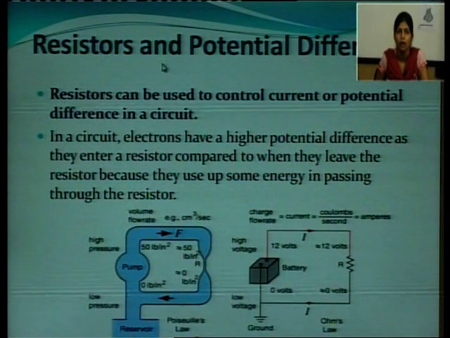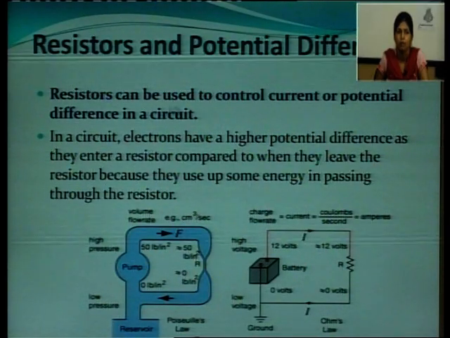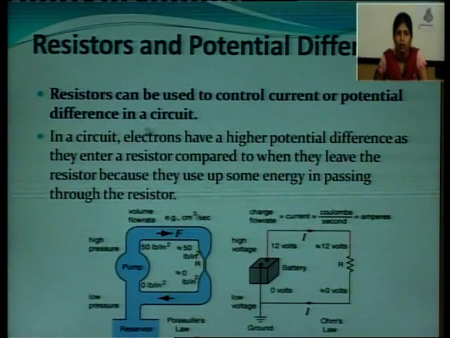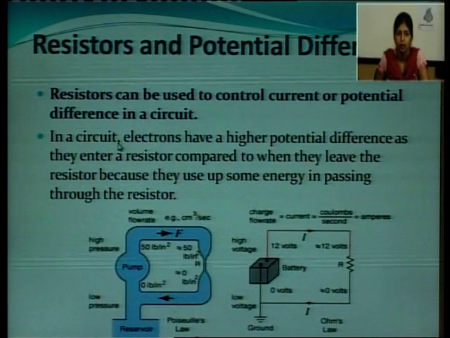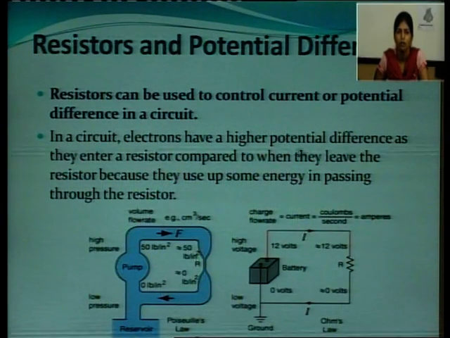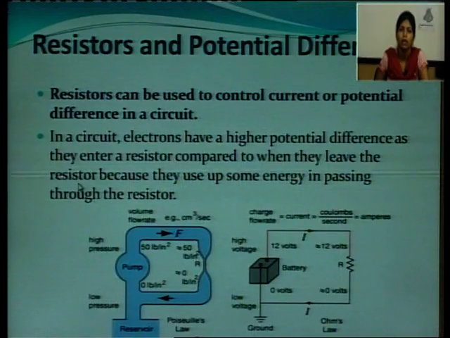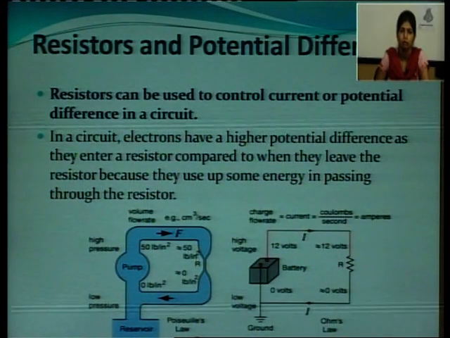Now resistors and potential difference. Resistors can be used to control current or potential difference in a circuit. In any circuit, electrons have a higher potential difference as they enter a resistor compared to when they leave the resistor, because they use up some energy in passing through the resistor.